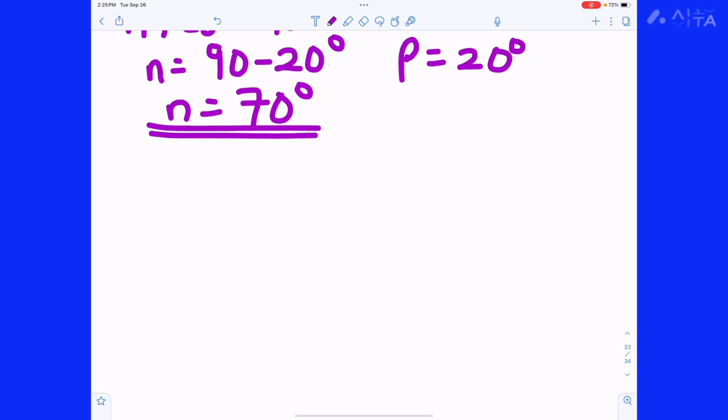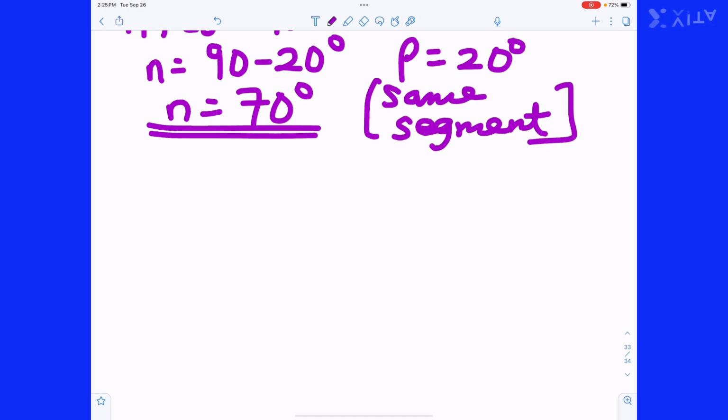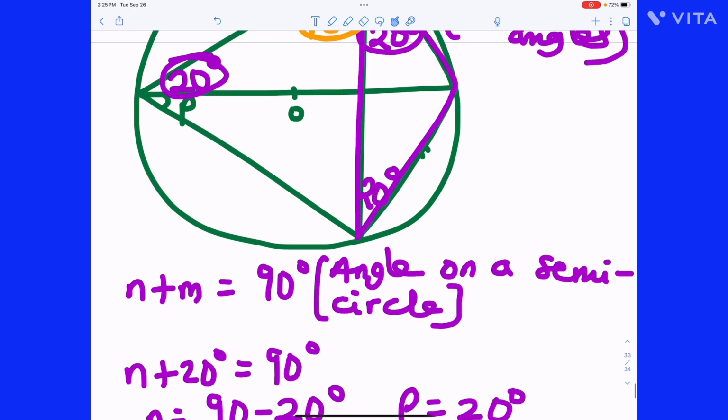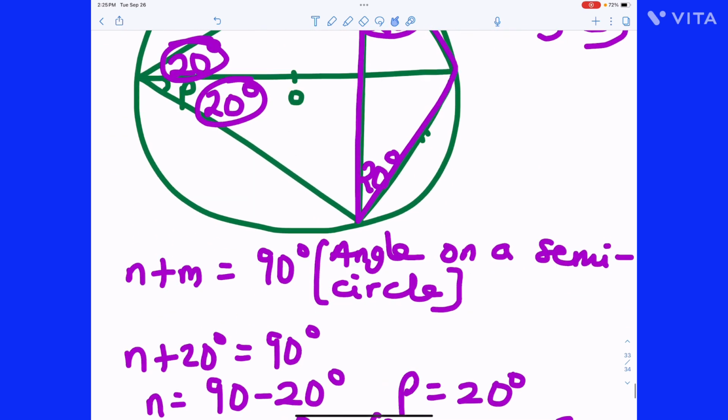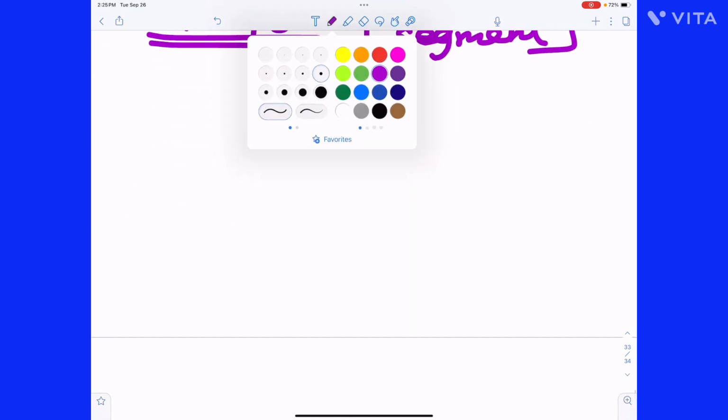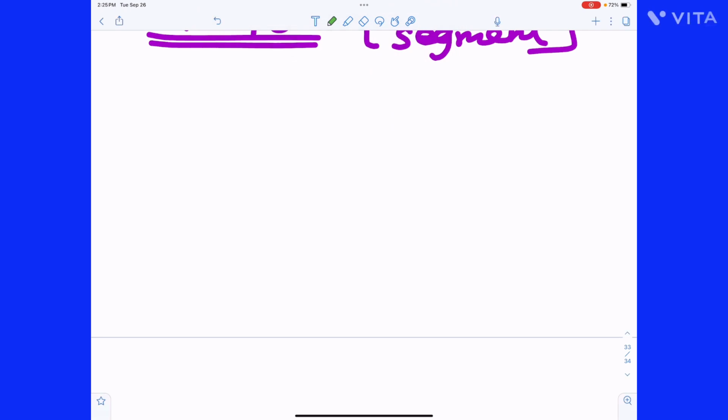What's my reason for that? Same segment. P is 20 degrees, same segment. So I can put that here. 20 degrees, same segment. All right. So that ends question 6. Let's go to question 7.